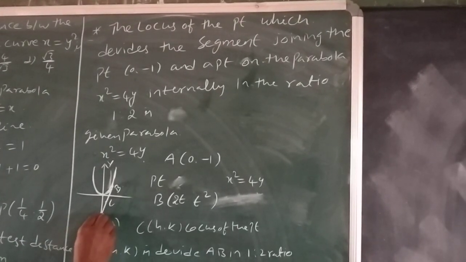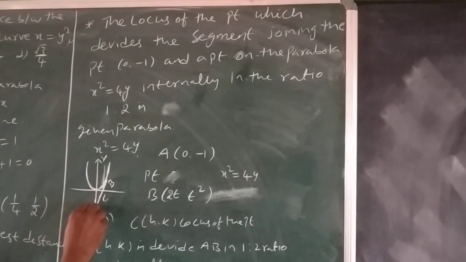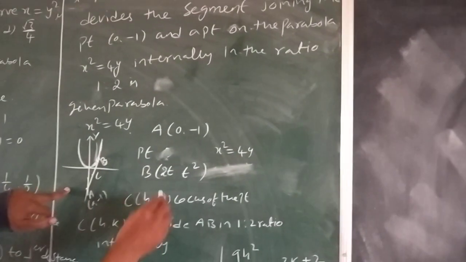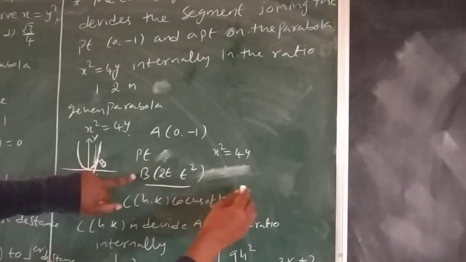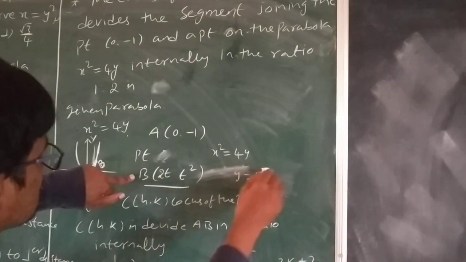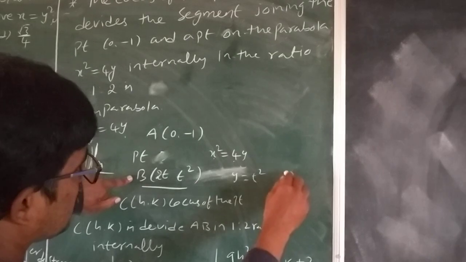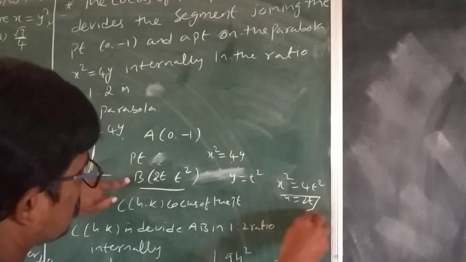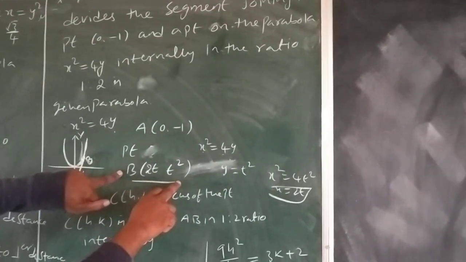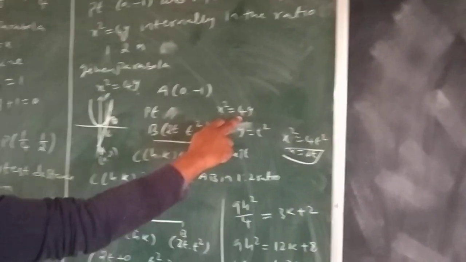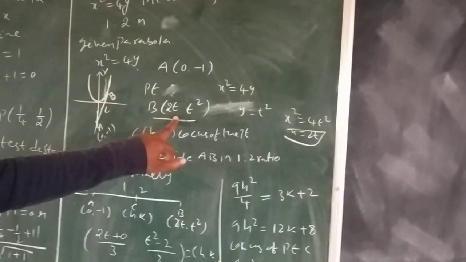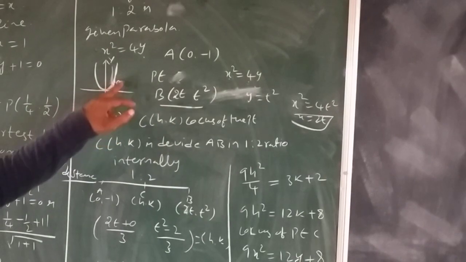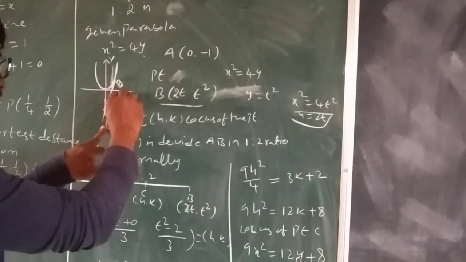The point A (0, minus 1) lies on the y-axis, and B is a point on the parabola. Using the parametric form, suppose y equals t squared. Substituting in x squared equals 4y gives x squared equals 4t squared, so x is 2t. The point (2t, t squared) satisfies the given parabola, so this is the point B. Let C (h, k) divide AB in the ratio 1:2.